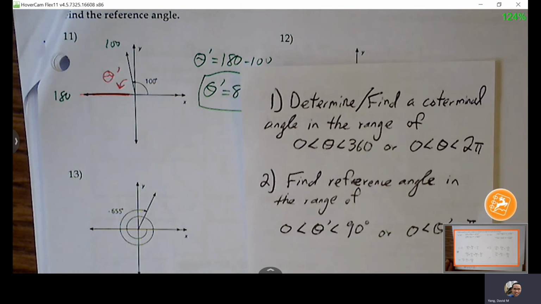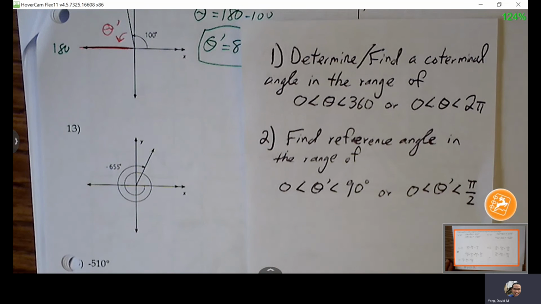Okay, so here are the steps you're going to be taking for a lot of these problems. First, look at the angle measure that they give you. Is it in the range of between 0 and 360 or between 0 and 2 pi? No. If it's outside those ranges, then you're going to either add or subtract 2 pi or add or subtract 360 until you can recognize that angle, until you can rename it into a coterminal angle that lands in these ranges.